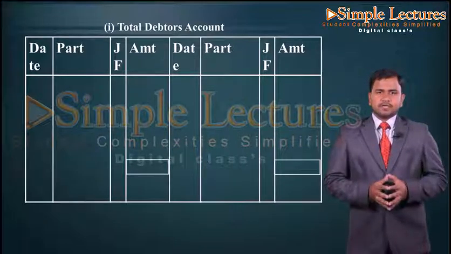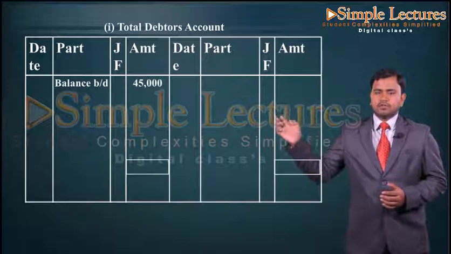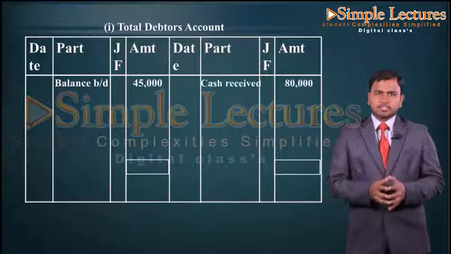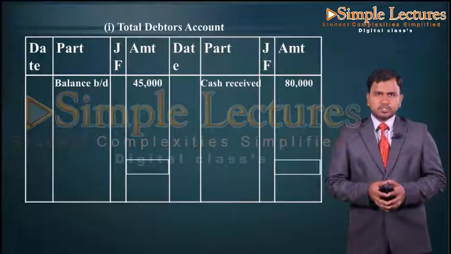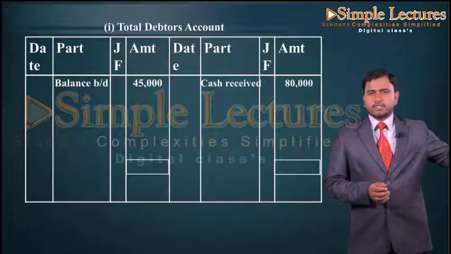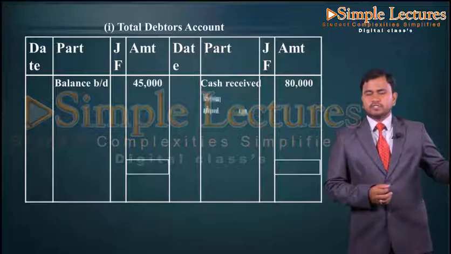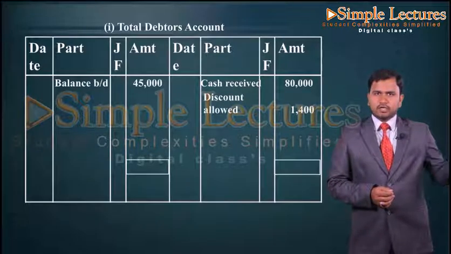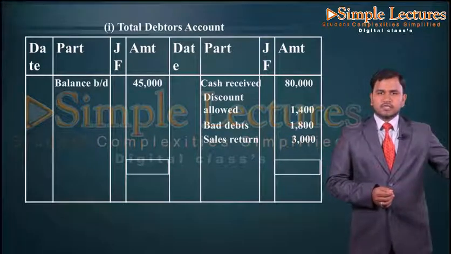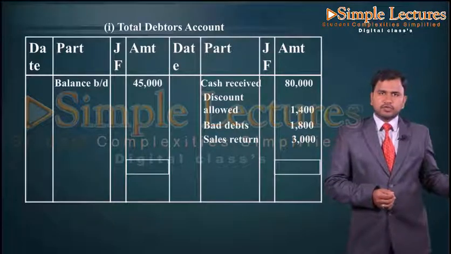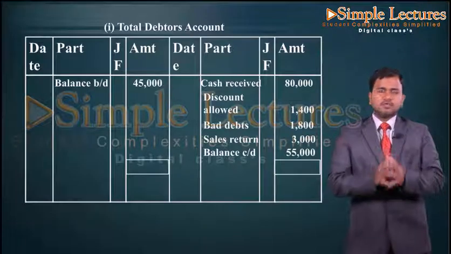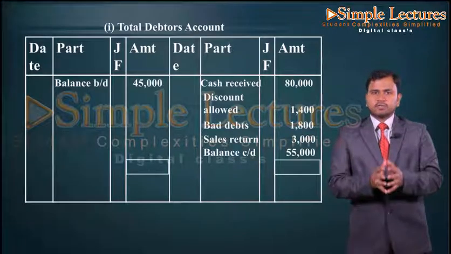Let us take on the debit side the opening balance, which is the balance brought down, and the amount will be 45,000. Then we have cash received. Out of the debtors, what we are supposed to receive, from that we have received the cash. So you are going to record on the credit side cash received 80,000. Then we have discount allowed 1,400. Then we have bad debts 1,800, sales returns 3,000, and we have the closing balance, where we are going to record it as balance carried down 48,600.